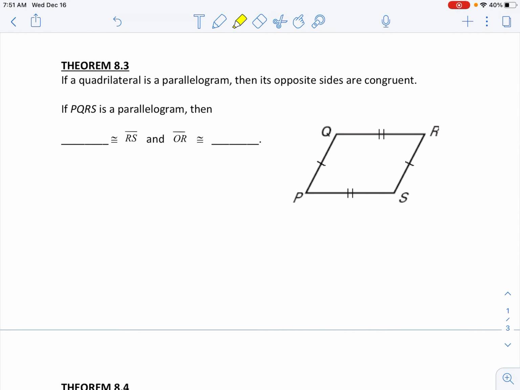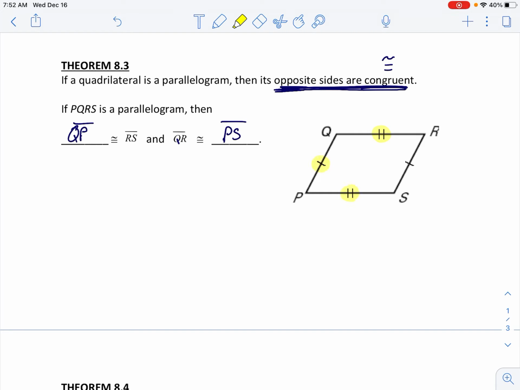So the first one here: if we have a parallelogram, which over to the right you see is a parallelogram, then we know that opposite sides are congruent. So not only are opposite sides parallel, but opposite sides are congruent as well. When I look at this picture, QP would be congruent to RS, and I believe this should say QR. Let me change that here. QR will be congruent to PS.